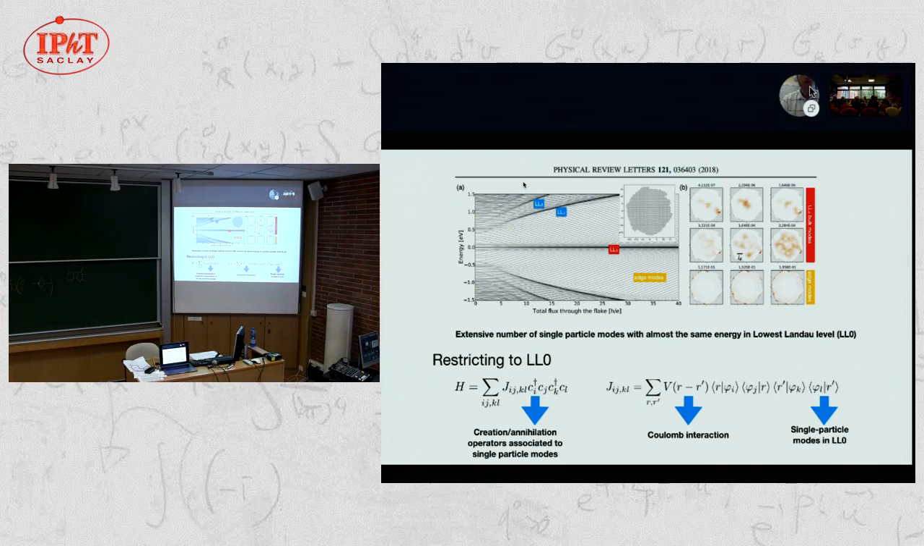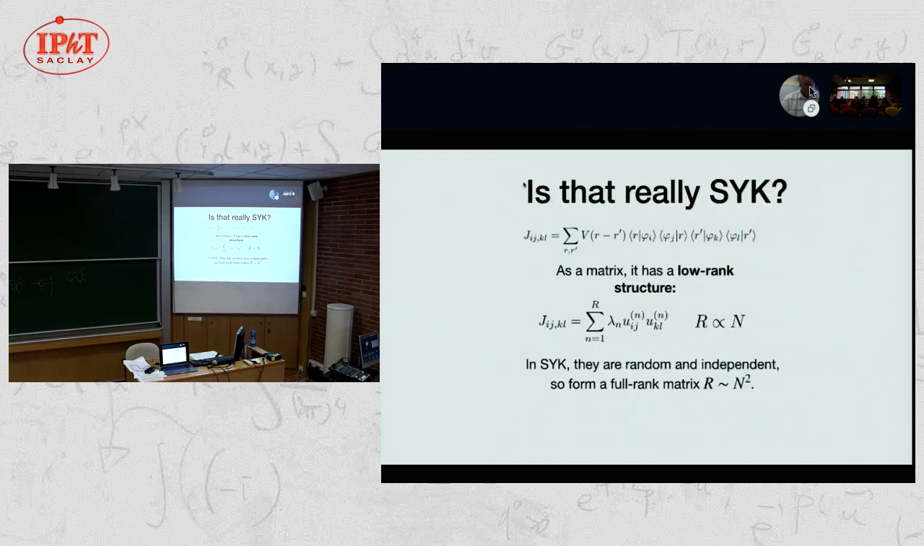Okay, so in this paper they claimed that this is a way to realize the SYK interaction. So indeed, they solved the problem of a two-body interaction by quenching to LL0. However, is this J_IJKL tensor, this huge tensor of interactions, really featureless as in SYK?